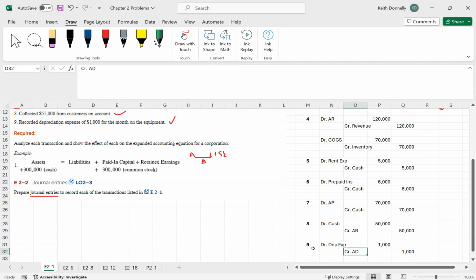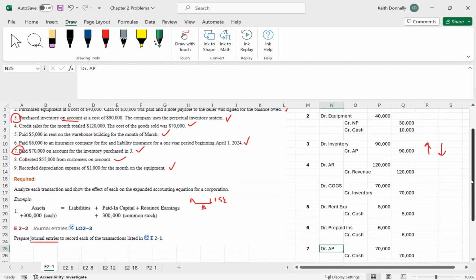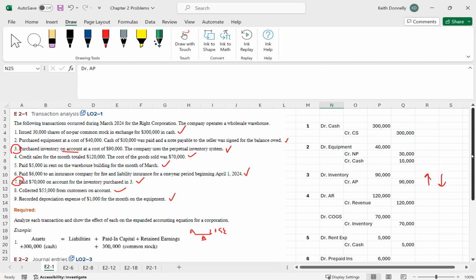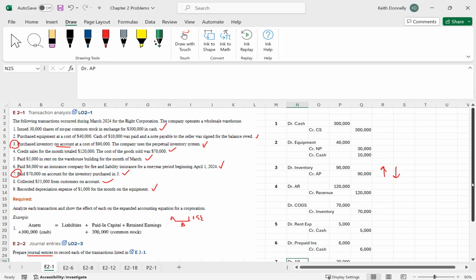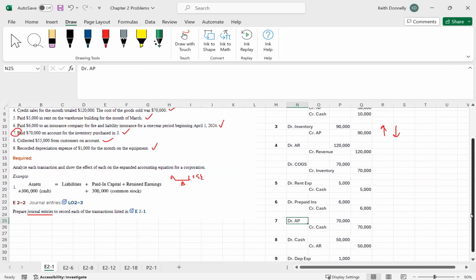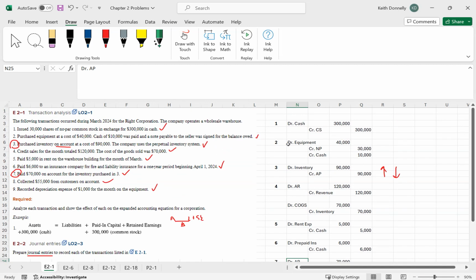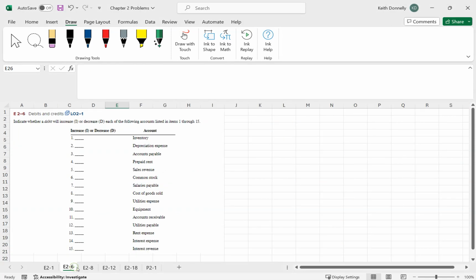Now I use these little shorthands sometimes, like AD for accumulated depreciation, AR for receivable, AP for payable. If you're listening, you'll know what I'm saying there. So here are the answers. If you need a second to look at it, you can. I'm going to zoom out a little bit. You can go through there. That's great. Exercise 2-1, let's wrap that up. Let's move to 2-6 here.